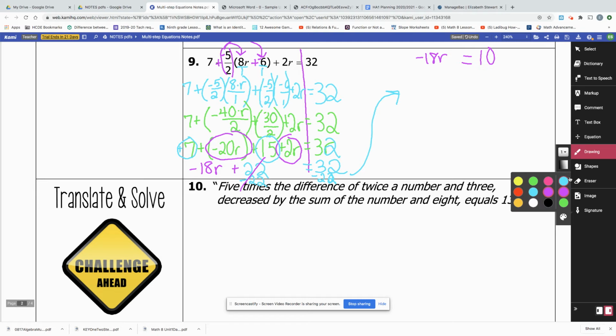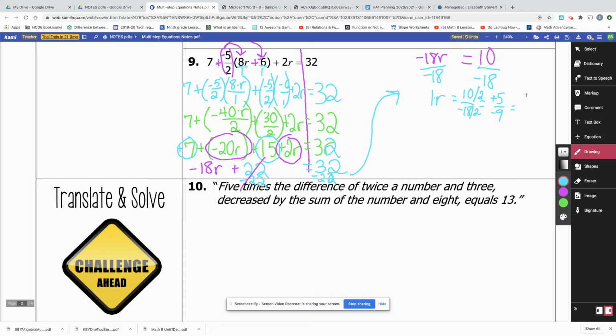All right. Now, what's next? Additive, multiplicative inverse. Divide by negative 18. So, any number divided by itself will leave just a 1. 1 times r. 10 divided by negative 18. Okay? That simplifies to, I can divide both by 2, and that becomes 5 over negative 9.